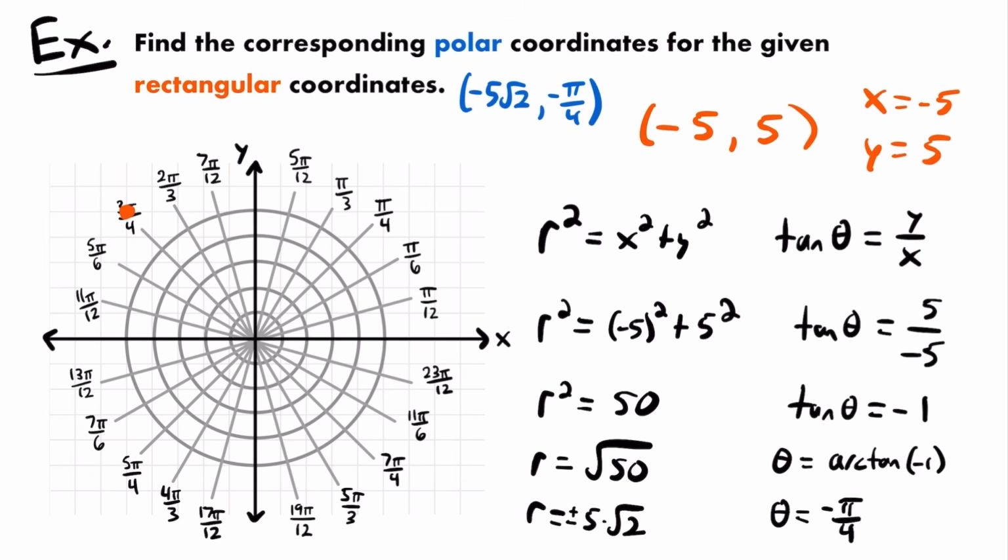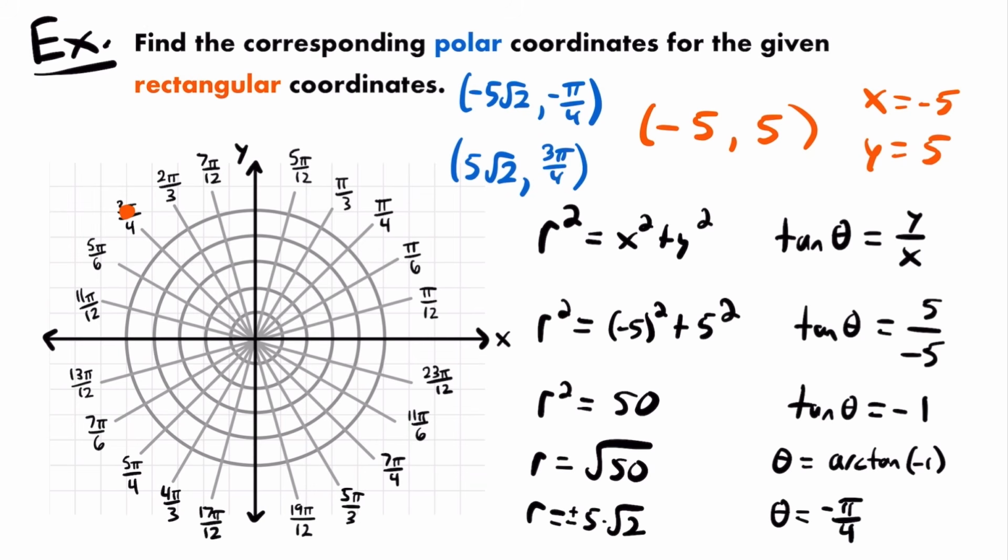But we could also write another pair. Remember our rules from earlier. We could find another pair of polar coordinates by negating our radius and then adding pi to our angle. And that would make both the radius and the angle positive, right? So if we negate negative 5 times the square root of 2, we'll have positive 5 times the square root of 2. And then if we add pi to our angle, negative pi divided by 4 plus pi will be positive 3 pi divided by 4. And these polar coordinates right here will also represent this point.